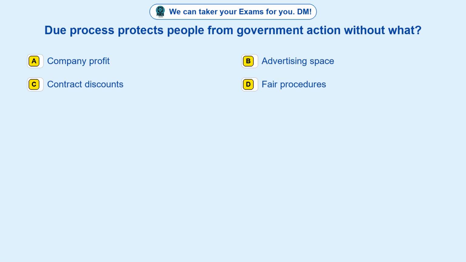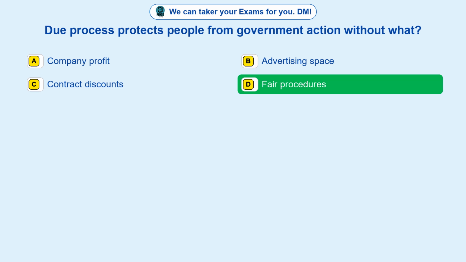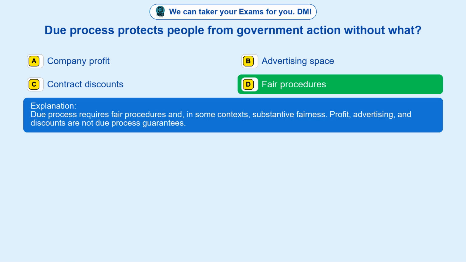Question 42. Due process protects people from government action without what? Option A, company profit. Option B, advertising space. Option C, contract discounts. Option D, fair procedures. The correct answer is option D, fair procedures. Due process requires fair procedures and, in some contexts, substantive fairness. Profit, advertising, and discounts are not due process guarantees.